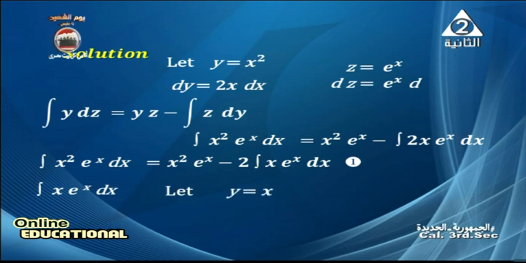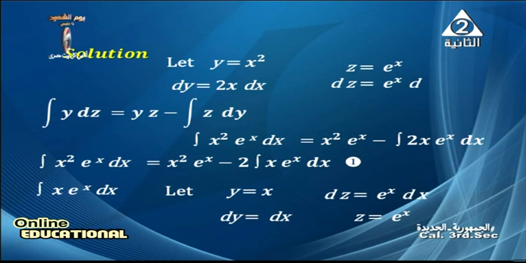Now let y equal x and dz equals e to the power x dx. The differential of y equals x is dy equals dx, and the integration of e to the power x dx is z equals e to the power x. Now integration y dz equals y multiplied by z minus integration z dy.